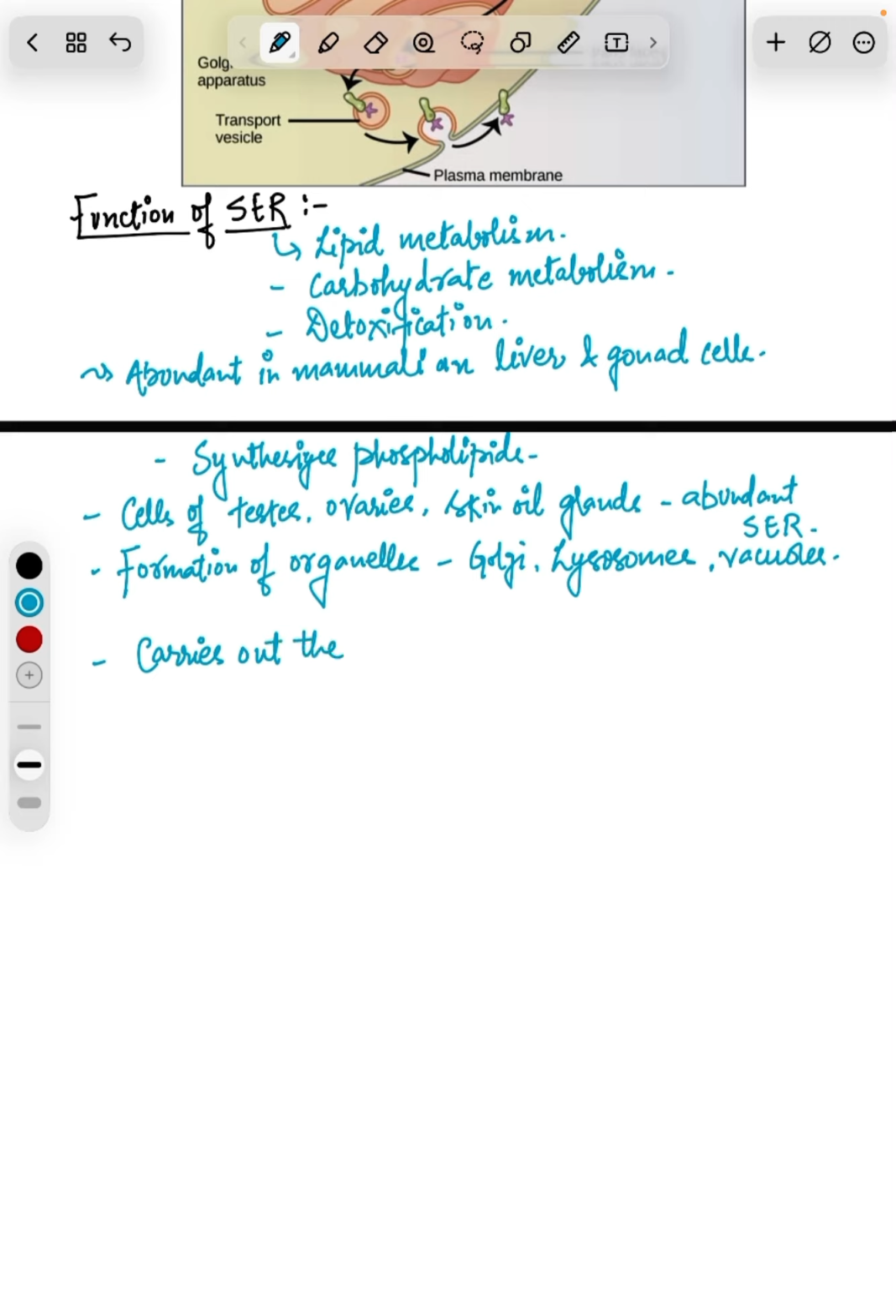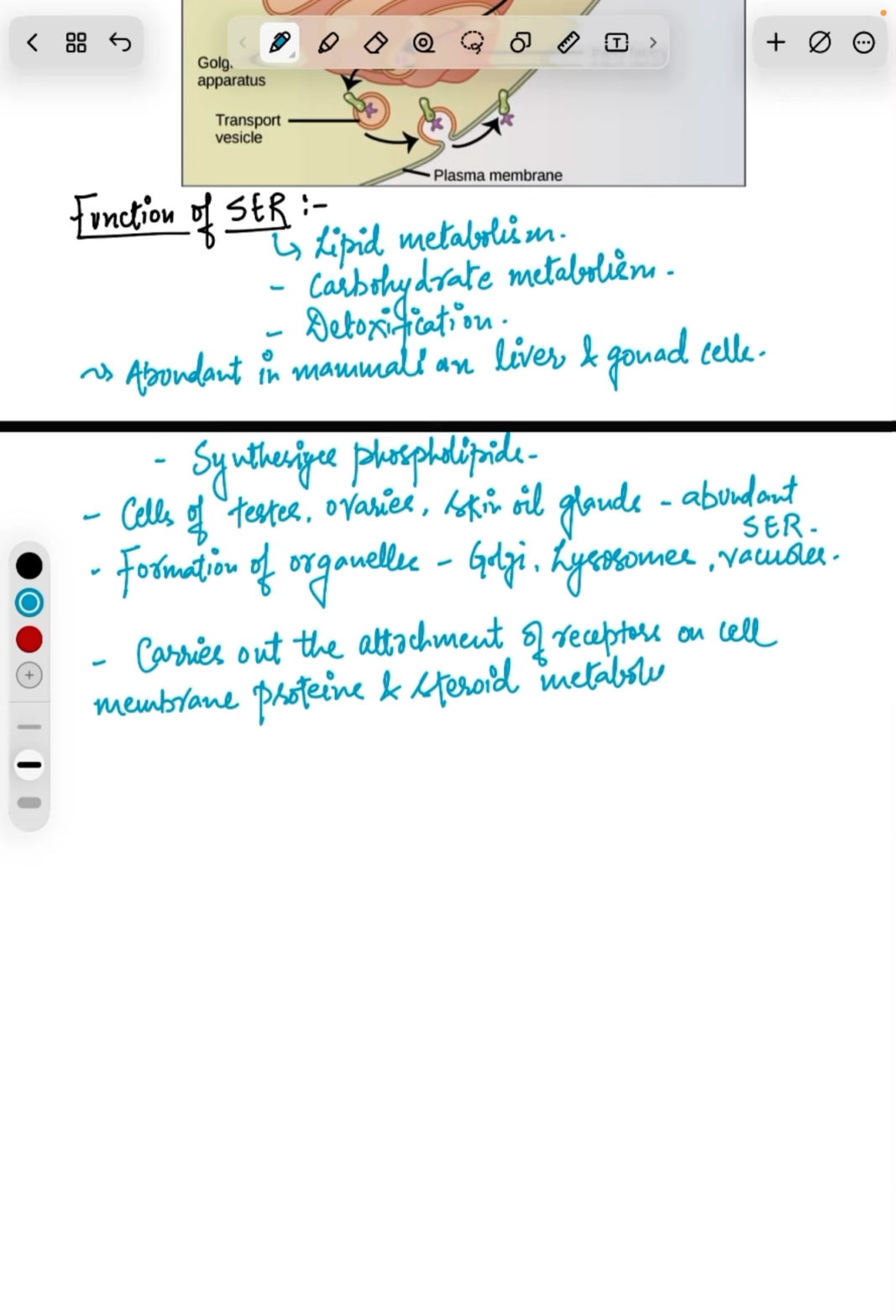The smooth endoplasmic reticulum also contains the enzyme glucose 6-phosphatase, which converts glucose 6-phosphate to glucose, a step in gluconeogenesis. Means SER contains an enzyme named glucose 6-phosphatase. This enzyme is responsible for converting glucose 6-phosphate to glucose, and this reaction takes place in the process of gluconeogenesis, where new glucose is made.